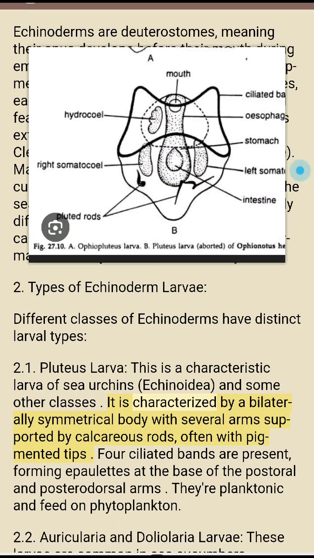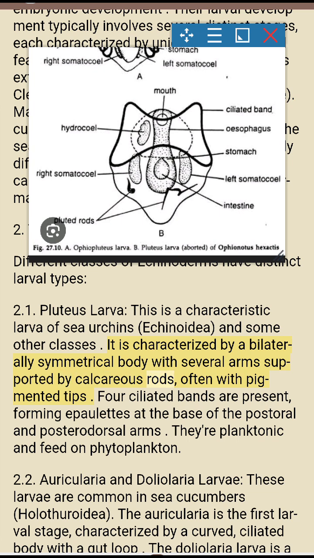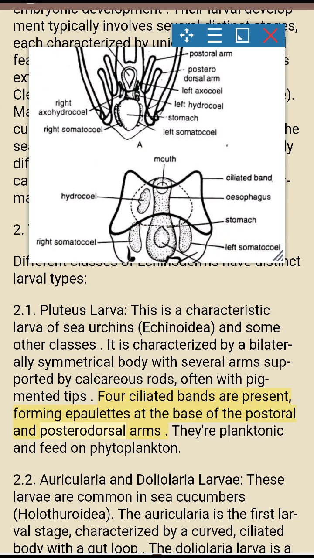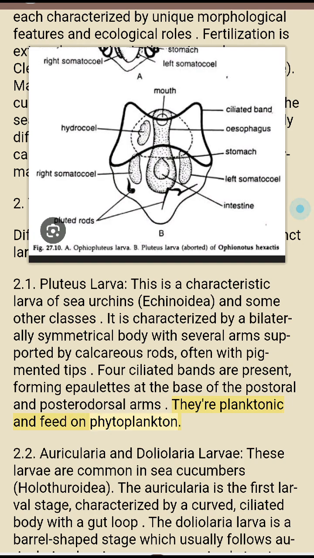It is characterized by a bilaterally symmetrical body with several arms supported by calcareous rods, often with pigmented tips. Four ciliated bands are present, forming epaulettes at the base of the postoral and posterodorsal arms. They're planktonic and feed on phytoplankton.